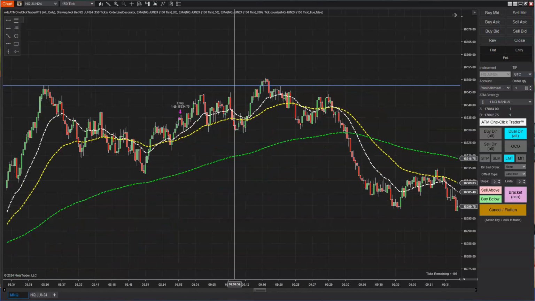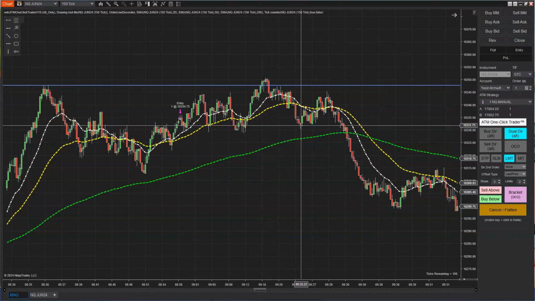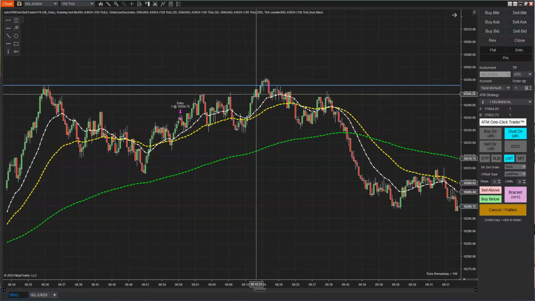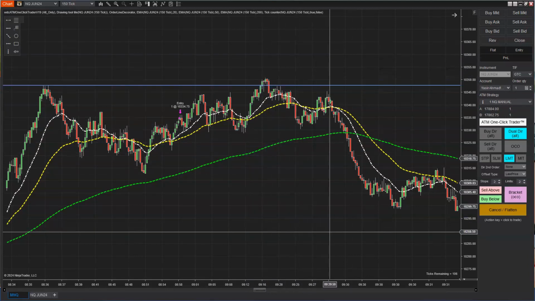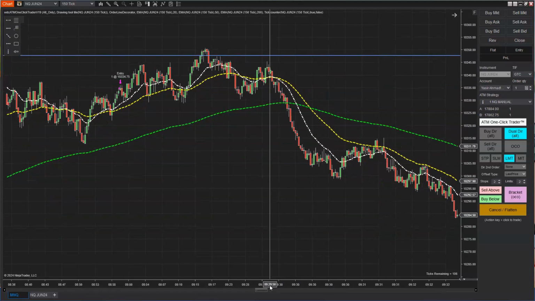So this is a tick chart, right? Right now I'm not looking for any sort of confirmation. I would have gotten a fill as soon as the price got here to short, and then I could have just come out here, or got stopped out if it had kept on going up, right?